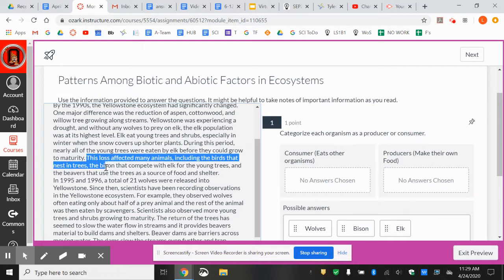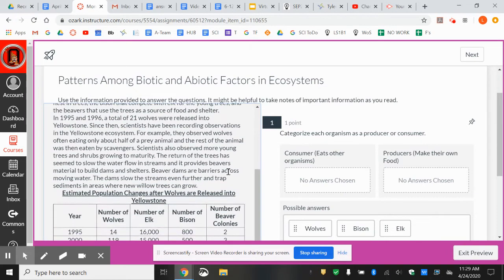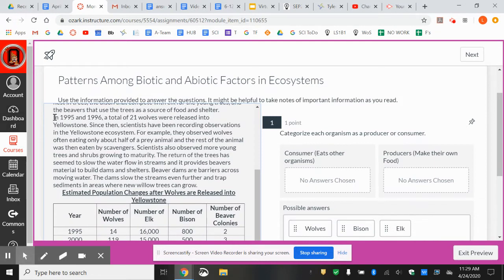This loss affected many animals, including the birds that nest in trees, the bison that compete with elk for young trees, and the beavers that use the trees as a source of food and shelter. In 1995 and 1996, a total of 21 wolves were released into Yellowstone. Since then, scientists have been recording observations in the Yellowstone ecosystem.